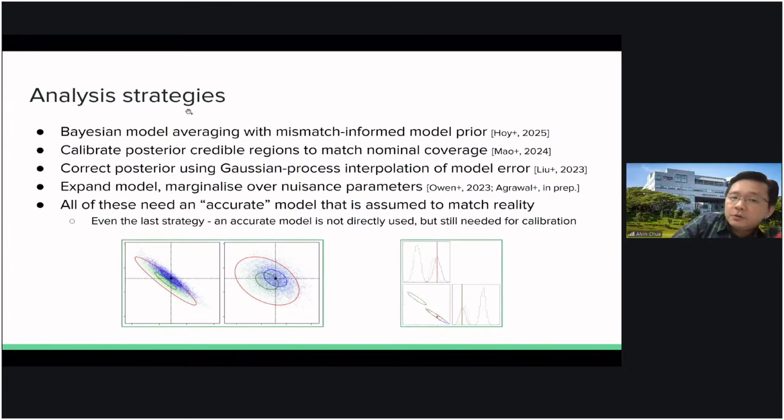The point is that all of these analysis strategies, ultimately, you would still need an accurate model that is assumed to match reality, right? And this is needed in order to calibrate your answers against. Even this last strategy, where it's kind of agnostic in the sense that you expand a waveform model with some nuisance parameters, and then you include those nuisance parameters in the inference, in the analysis, and then marginalize over them. So this doesn't really assume any true signal model, but even in that case, even though you don't use an accurate model directly, you still need it for calibration.